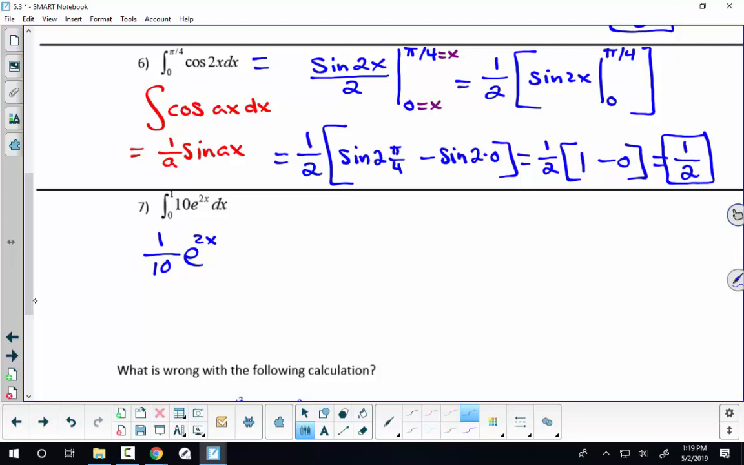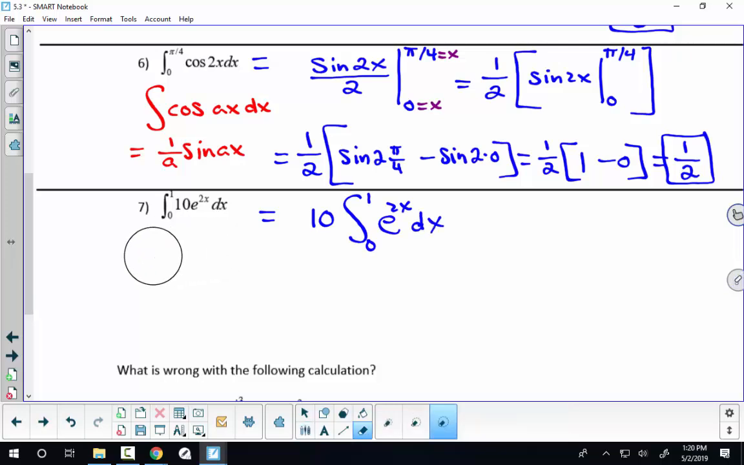So integrating with respect to x, that 10 is just a constant times the function of x. So maybe think of it this way. It's 10 times the integral from 0 to 1 of e to the 2x dx. Does that help? That would just be 5 e to the 2x then. Yeah, that makes sense.